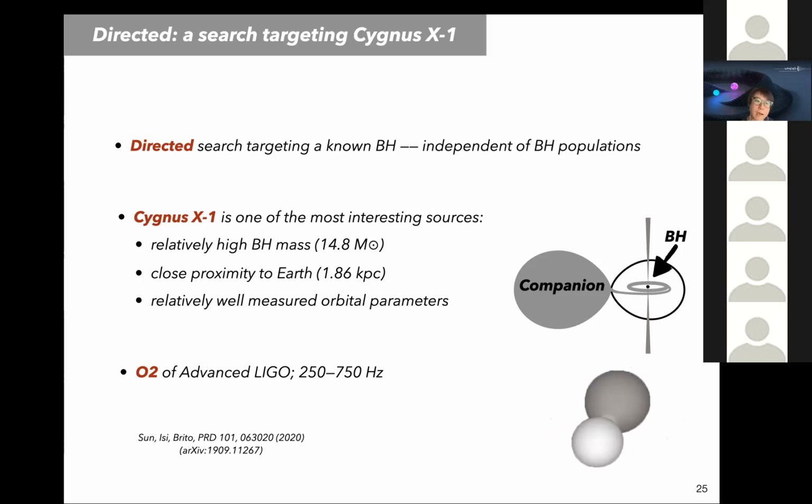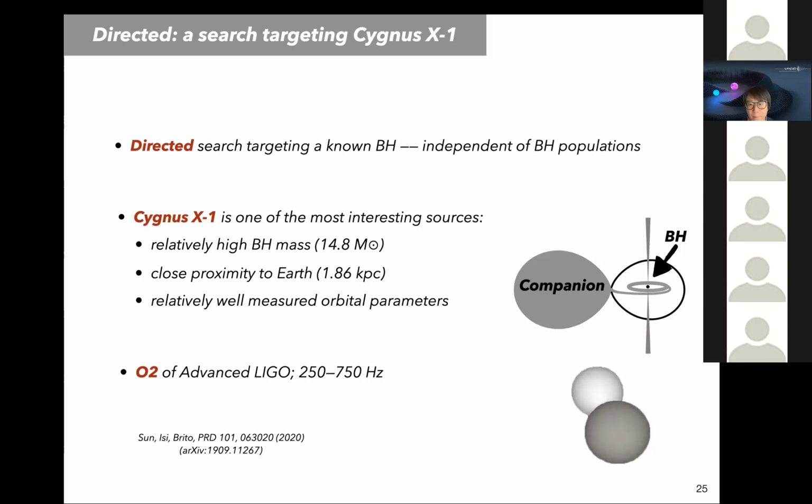First of all, it has relatively high black hole mass among the X-ray black holes. So the emission frequency will be in the most sensitive band of our detectors. And it's very close to Earth, only 1.86 kiloparsecs. It also has relatively well measured optical parameters. So why does that matter?